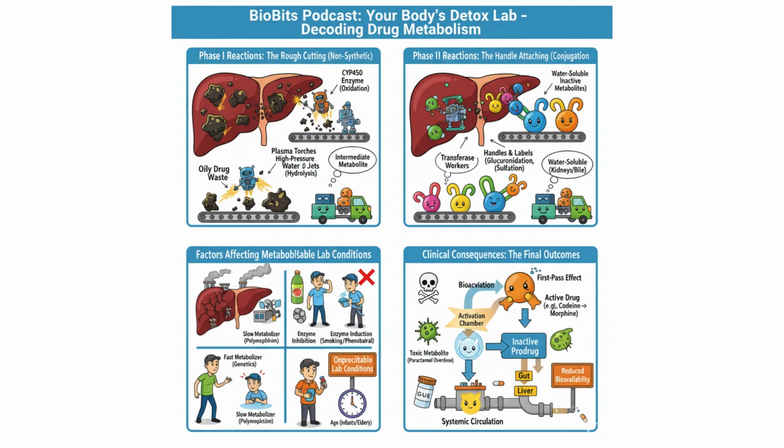Imagine a highly specialized recycling plant. Drugs arrive as large, oily, difficult to handle waste. The plant's job is to break them down into smaller, more manageable pieces and then attach handles or labels to them, making them easier for waste disposal trucks to pick up and remove. So this process happens in two main phases, phase 1 and phase 2.